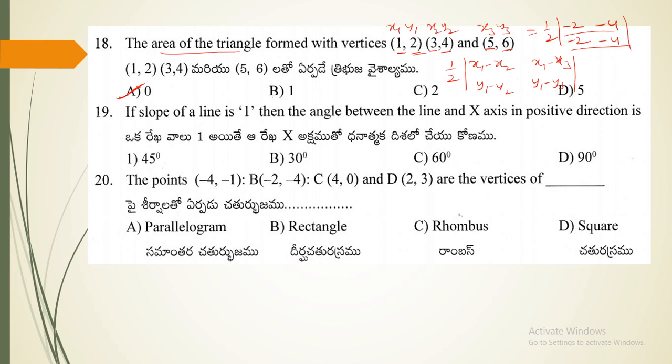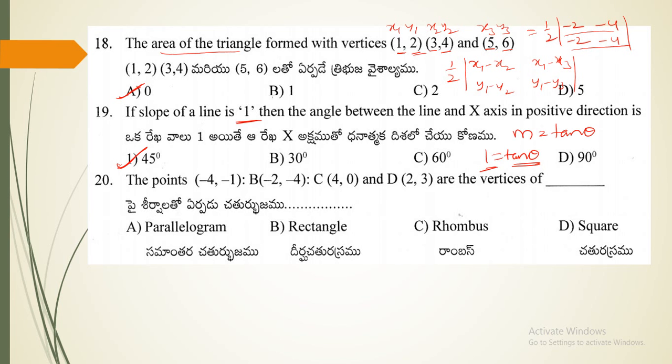If the slope of a line is 1, what is the slope formula? m is equal to tan theta. Slope is given as 1, so 1 is equal to tan theta. When tan becomes 1, it is 45 degrees.